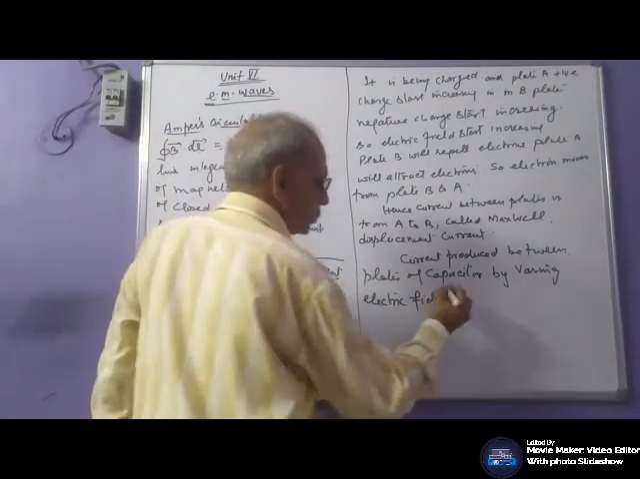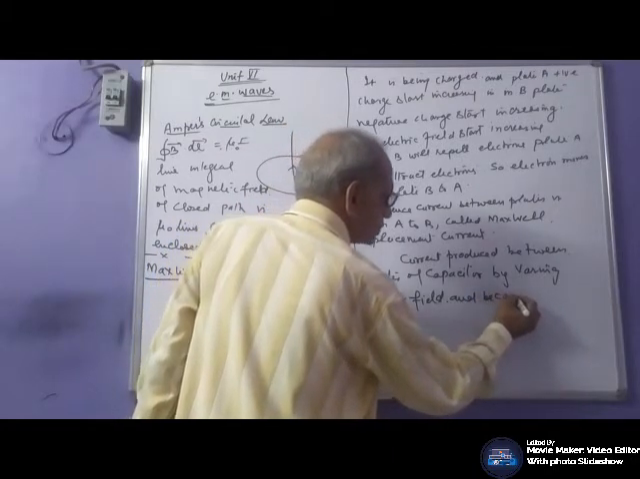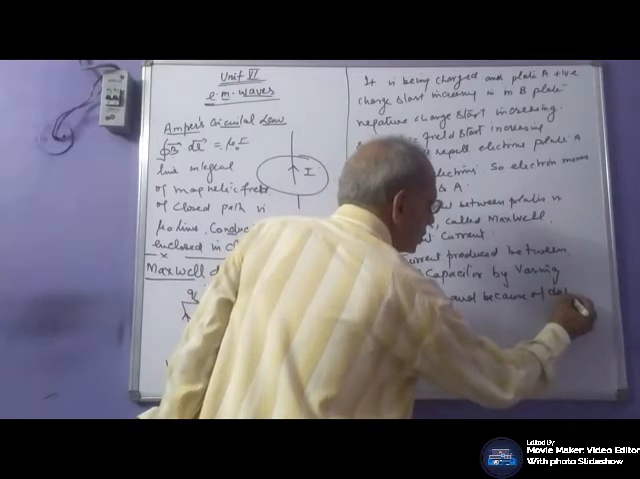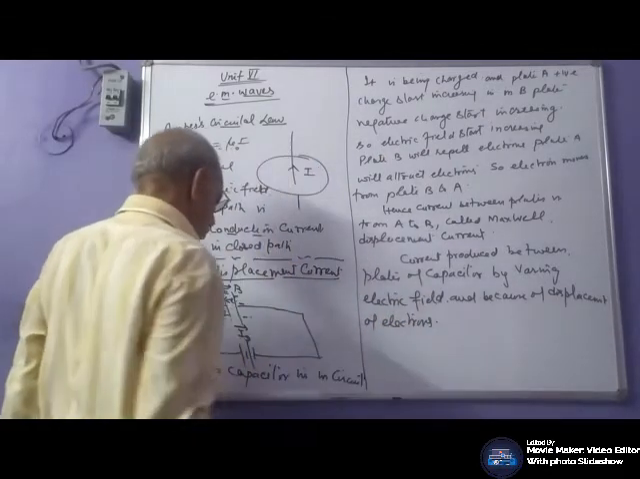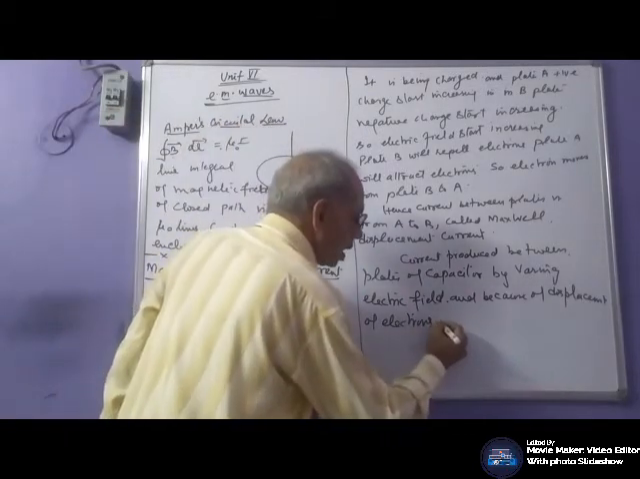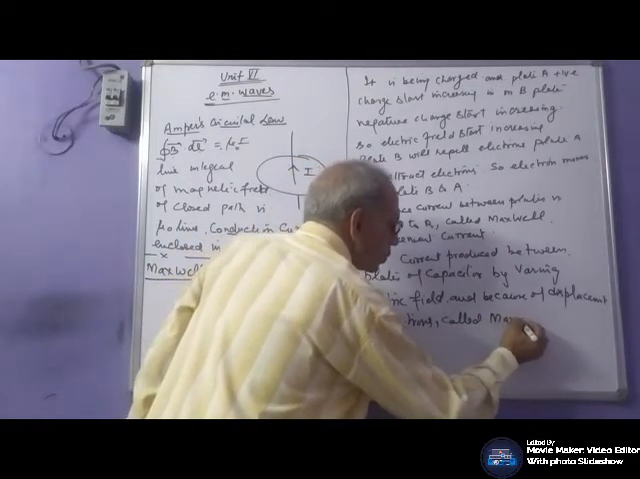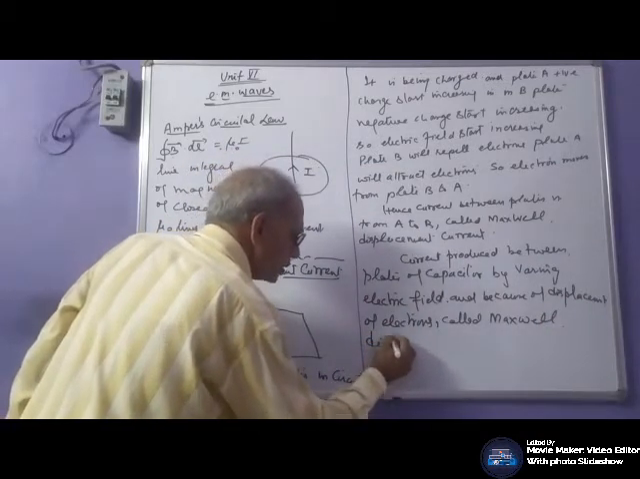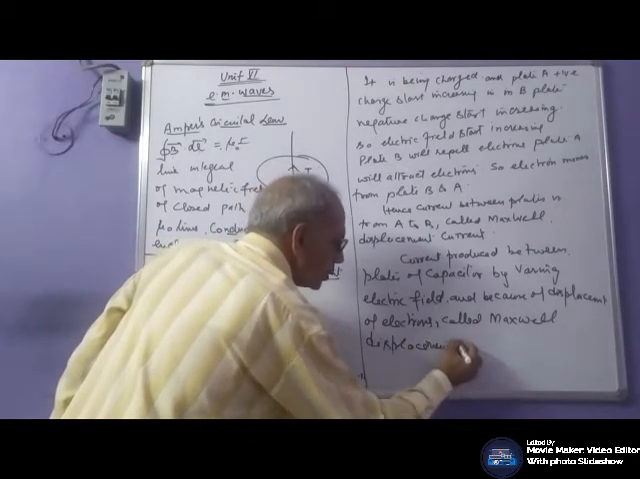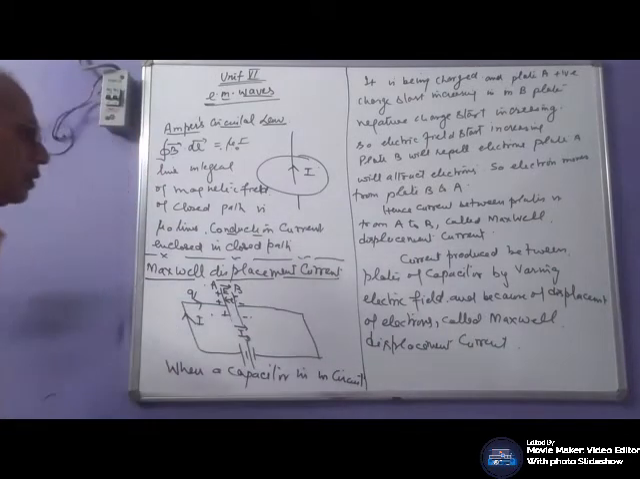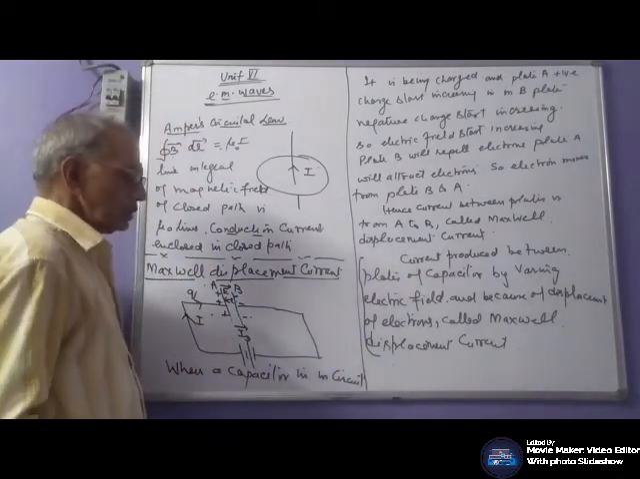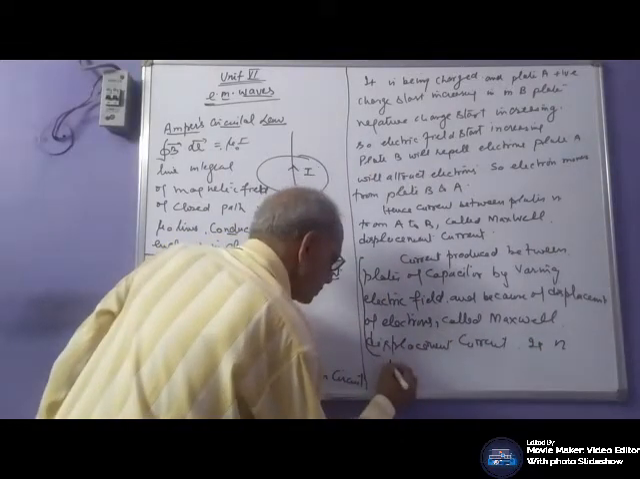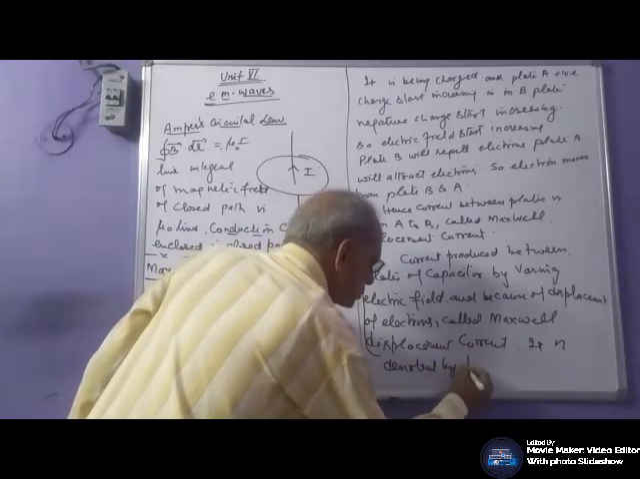The electric field is varying, and because of displacement of electrons, इलेक्ट्रॉन डिस्प्लेस हो रहे हैं एक प्लेट से दूसरी, called मैक्सवेल डिस्प्लेसमेंट करंट. So this is the experiment performed by Maxwell, so it is Maxwell displacement current, and this is the definition of Maxwell displacement current. It is denoted by ID.